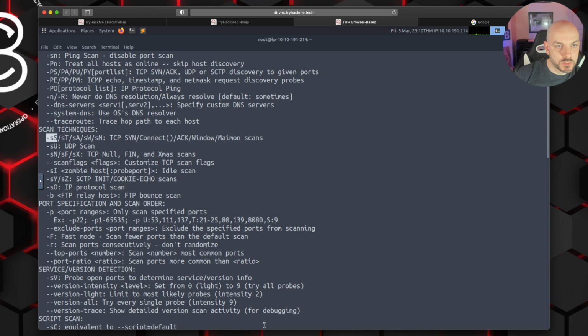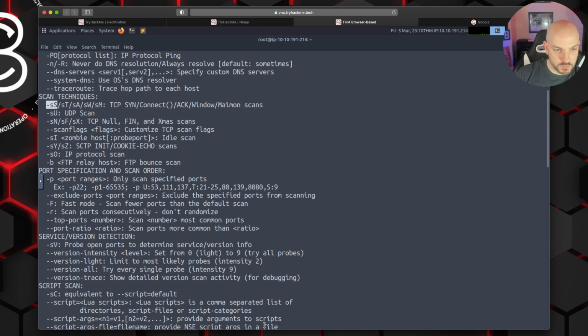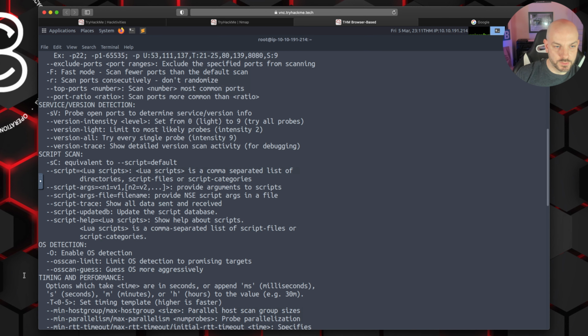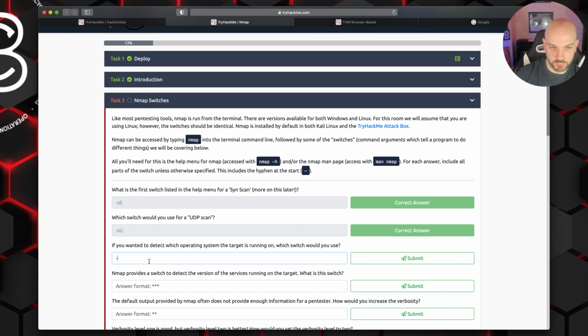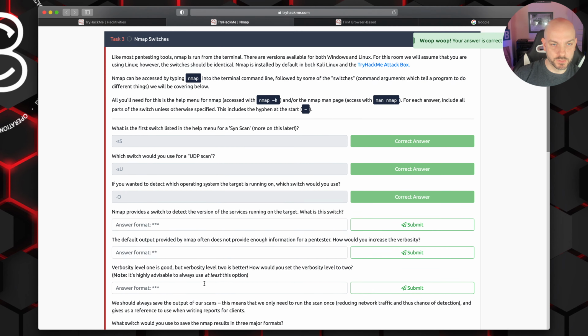IP protocol. Let's see. Script. OS detection. There we go. Dash capital O. And I think that O can get you in trouble because I think the lowercase o goes with output, if I remember correctly. So if you want to have the output of your scan put to different types of files. And I'm sure that we'll get to that eventually too.